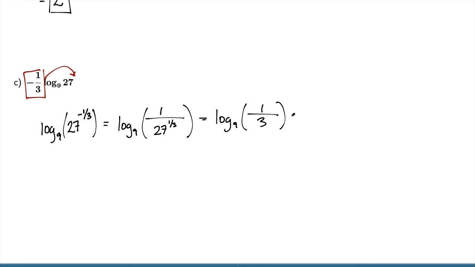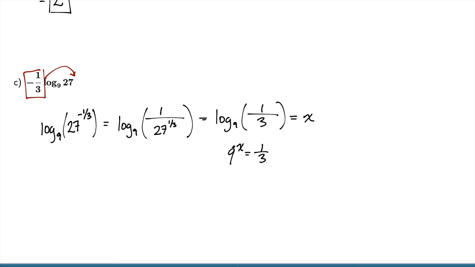And this may not be as super obvious. I'm going to go ahead and write it in exponential form. So I'm going to say I've got this thing equals some number x, and we need to find that x. So writing this in exponential form, we have 9 to the x equals 1/3. And the easiest way to find this exponent is going to be to write these two things using the same base.